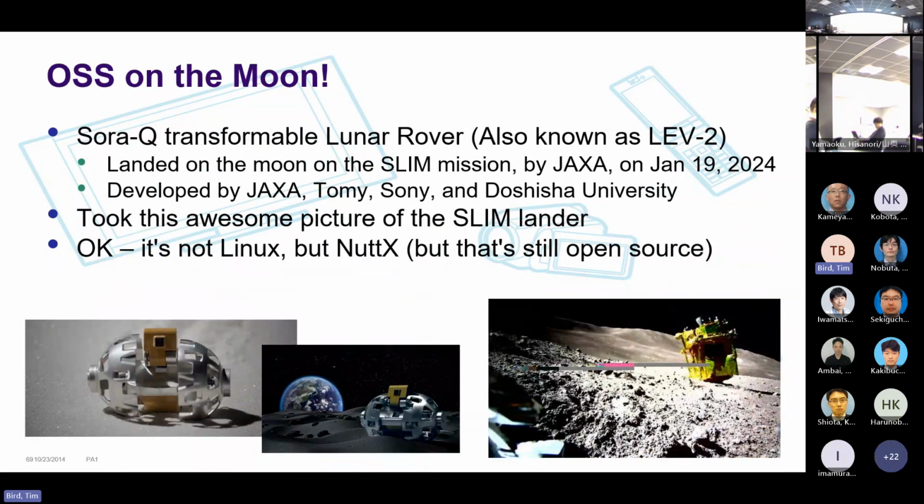And then this is okay. So I have to apologize. This is not Linux, but it is open source. So this is running NetX.